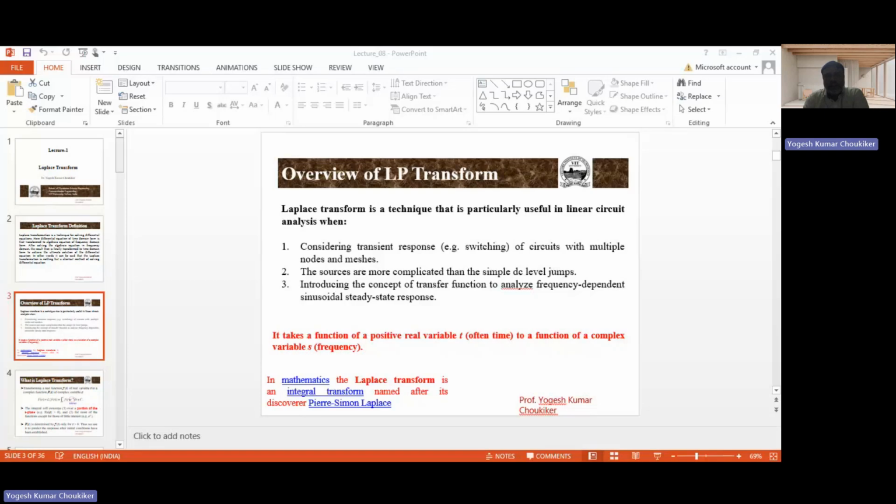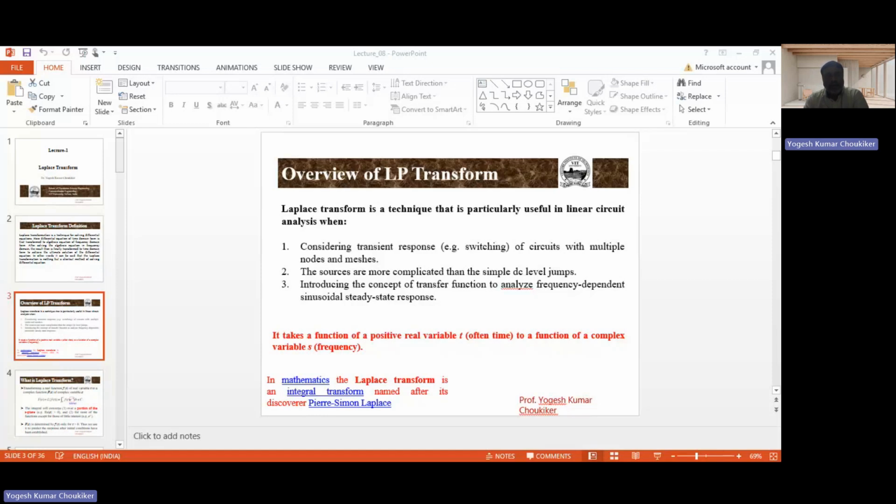The differential equation of time domain form is transferred to the algebraic equation of frequency domain. In other words, we can say the Laplace transform is nothing but a shortcut method of solving the differential equation. Now, here, if you will see the overview, we can identify the definition in the proper mathematical form.